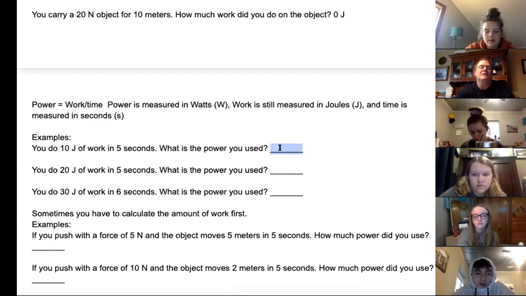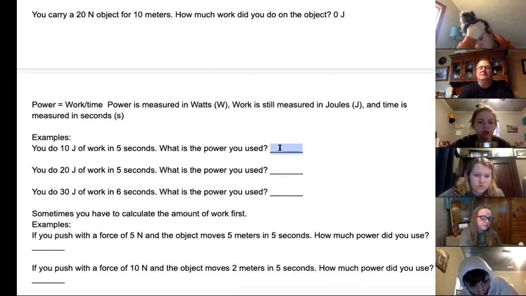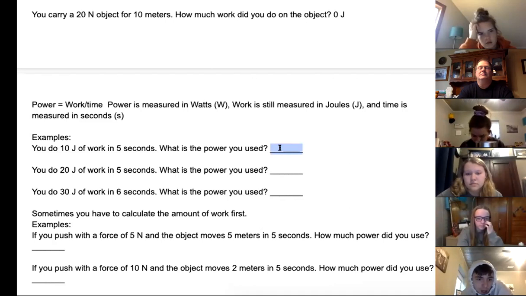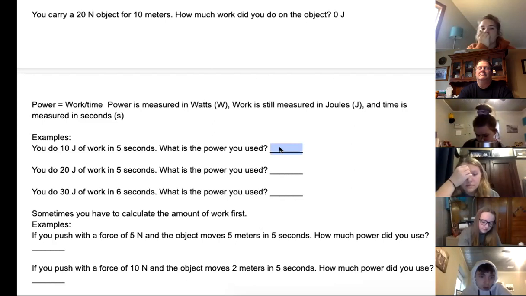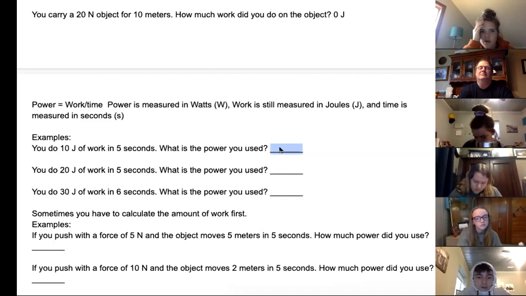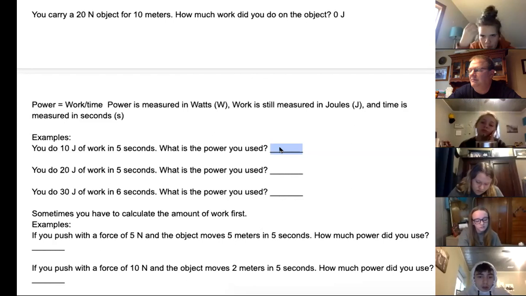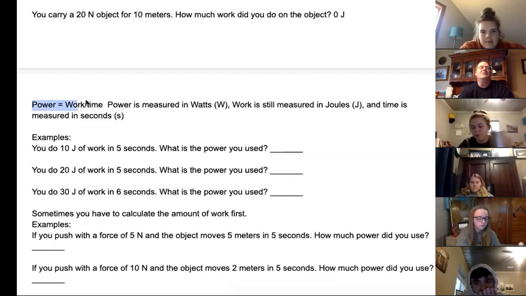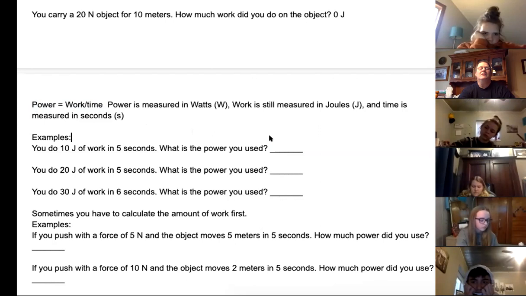Okay, Jacob, you do 10 joules of work in 5 seconds. What is the power you used? I don't know. Okay, let's look at the sentence. Power is work divided by time. Power's in watts. Work is measured in joules. So 2 watts.